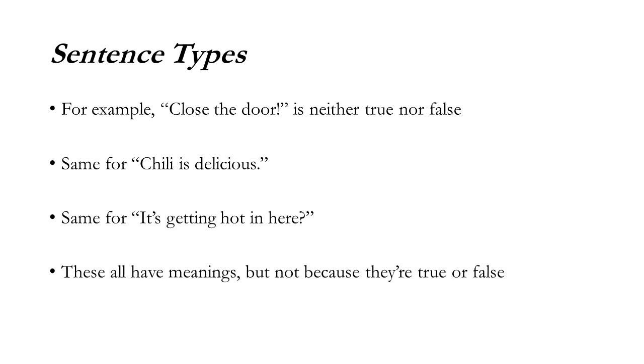Now, same for "it's getting hot in here?" with a question mark. This is a question, clearly. They all have meaning. None of these are true or false, though. That's not the sort of conveyance. The first here is imperative, or command. The second is expressive. As I said, this question, sometimes we call that interrogative. Those are the various sentence types.